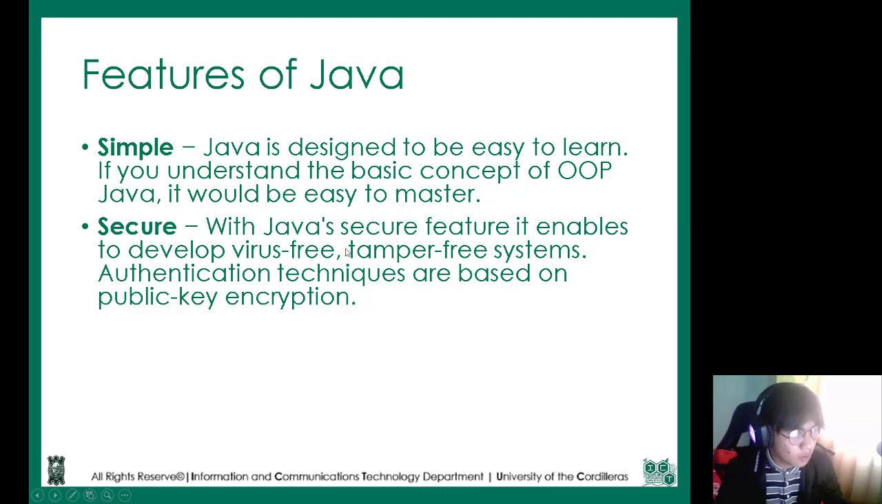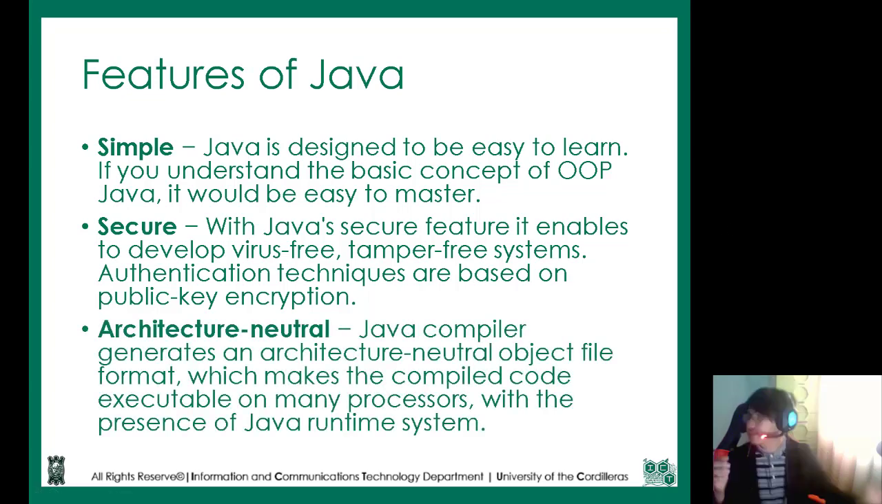Java is also secure. With Java's secure feature, it enables us to develop virus-free, tamper-free systems. And we can actually add some authentication techniques based on public key encryption. Also, Java programming is architecture neutral, meaning it generates an architecture neutral object file which makes the compiled code executable on many processors. As I have said, you can always run your Java code regardless of the version.